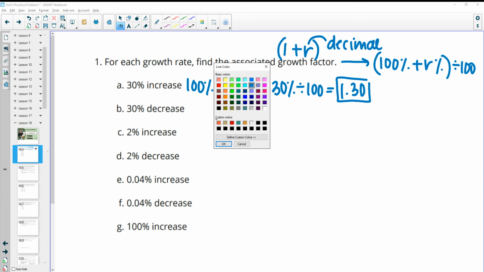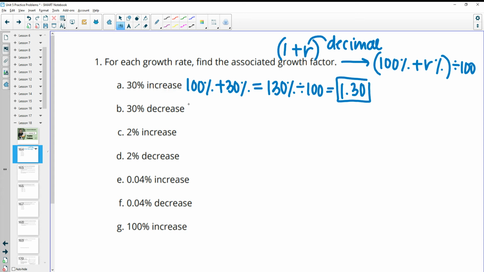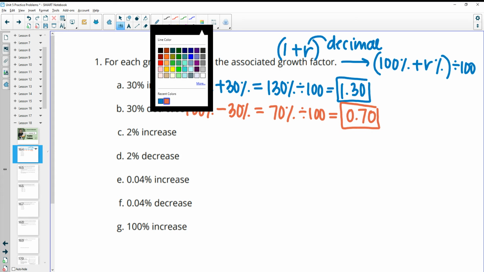Number 2 does a 30% decrease. So if we have 100% that we start with and we decrease, meaning we go down 30%, that means that each time period we only have 70% of the remaining. So then we'll do that as a decimal, and that's going to be our growth factor of 0.7, and you can do 0.70 if you want to, it doesn't matter. That would be your growth factor.